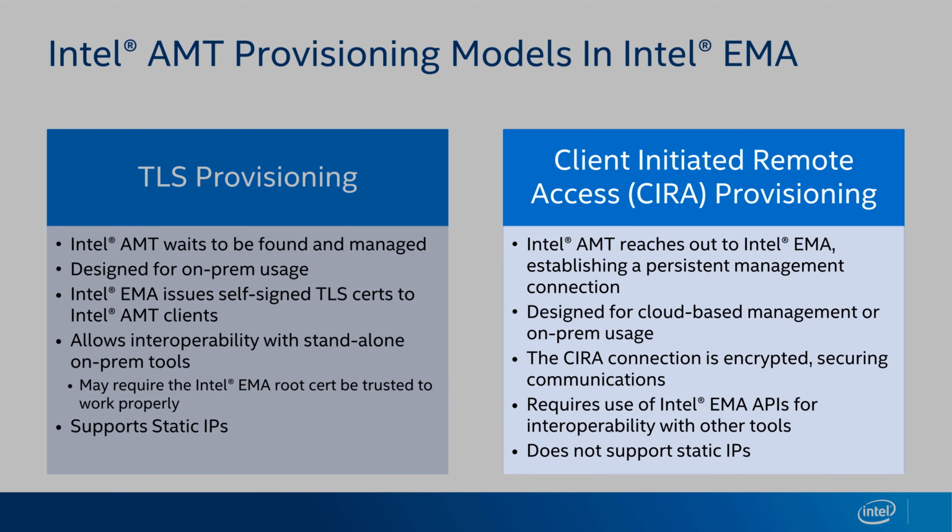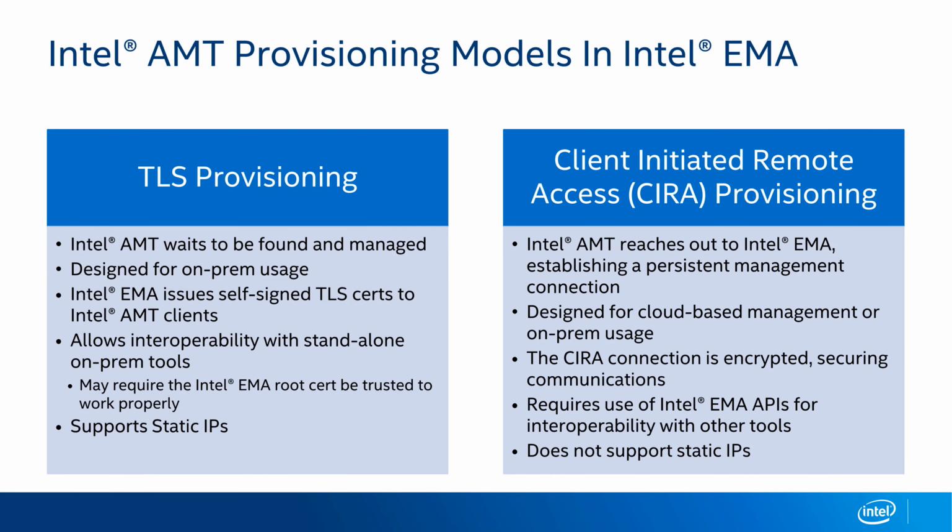So our other provisioning model, Client Initiated Remote Access, is really designed for cloud-based manageability. The difference between this and TLS provisioning is that Intel AMT establishes a connection to the Intel EMA server, hence the name Client Initiated. So instead of having to wait for the server to reach out to the AMT device, it establishes a persistent encrypted connection and uses that for management. And that's done to support cloud-based management, and we're going to be talking about that more in an upcoming slide.